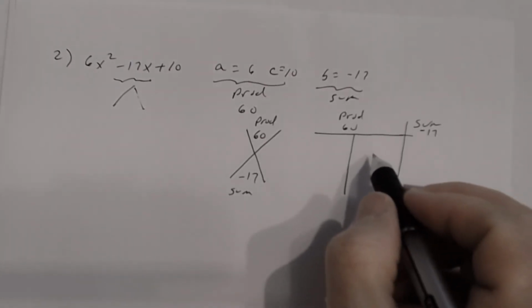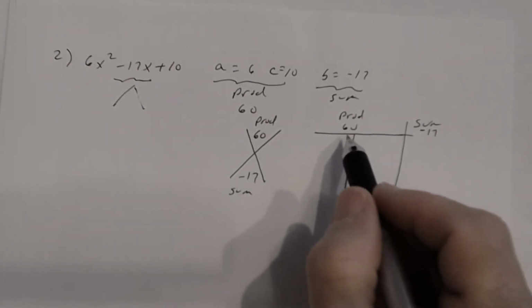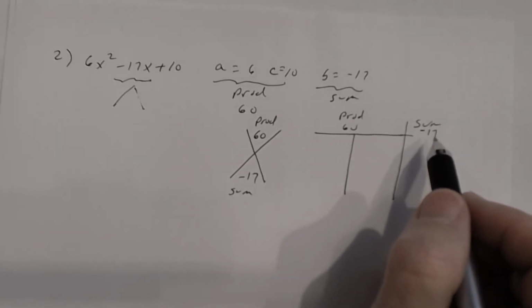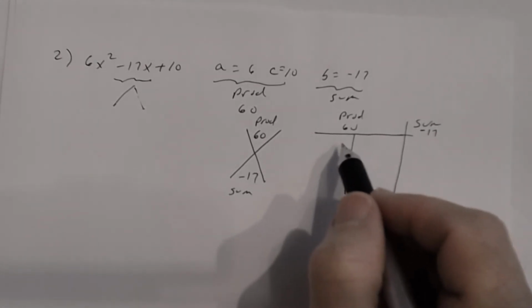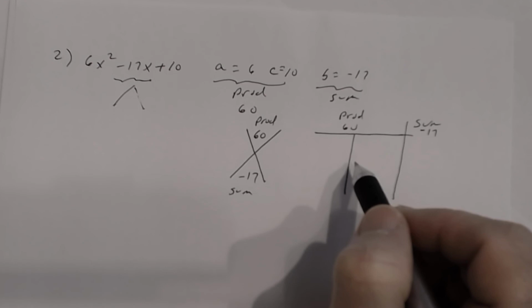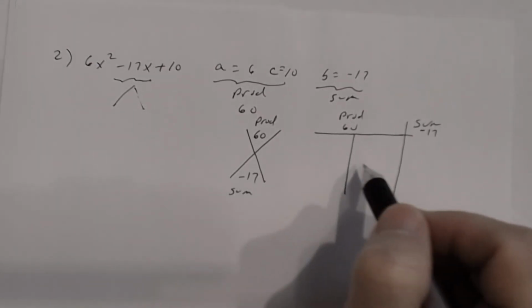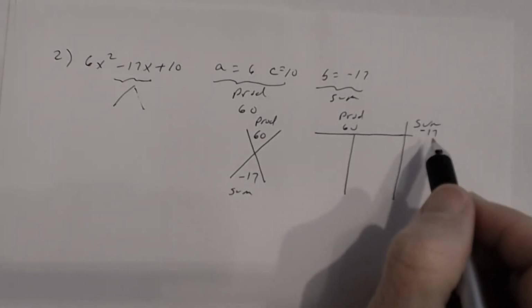All right. Now, before we go on, I want to remind you about something. You see this product's positive, right? And you want the sum to be negative. Well, what can you tell me about those 2 numbers here? If the product's positive, that means that those 2 numbers have to be the same sign, correct? Either they're both positive or they're both negative. What do you think they have to be? They have to be both negative. Why? Because the sum is negative.